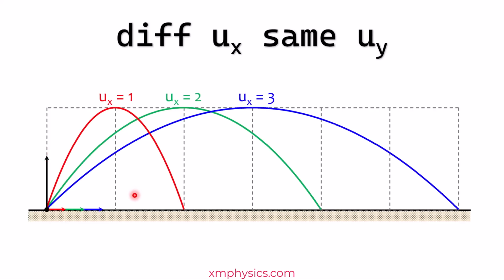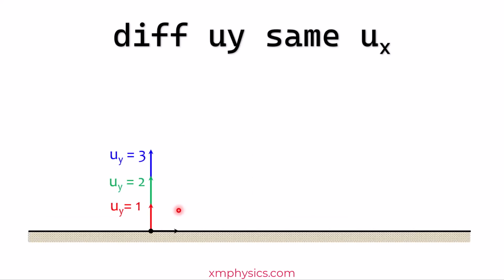You can think of it as like three vertical throws. So this one is done on a bus that's traveling at 10 kilometers per hour. This one is done on a bus that's traveling at 20 kilometers per hour. And this one is traveling at 30 kilometers per hour. So they are all the same vertical throw, but they have different horizontal motions. Okay, let's try another one.